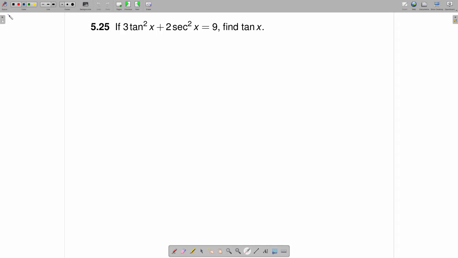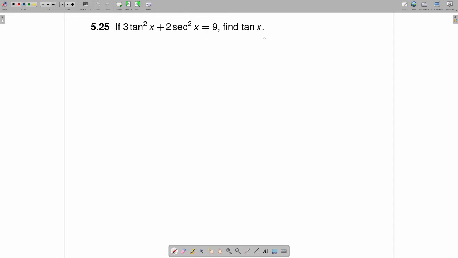If 3 times the tan squared of x plus 2 times the secant squared of x is equal to 9, find the tangent of x. Well, this problem's a little bit tricky because we have a tangent here and a secant here, and it'd be nicer if we just had a single trigonometric function.